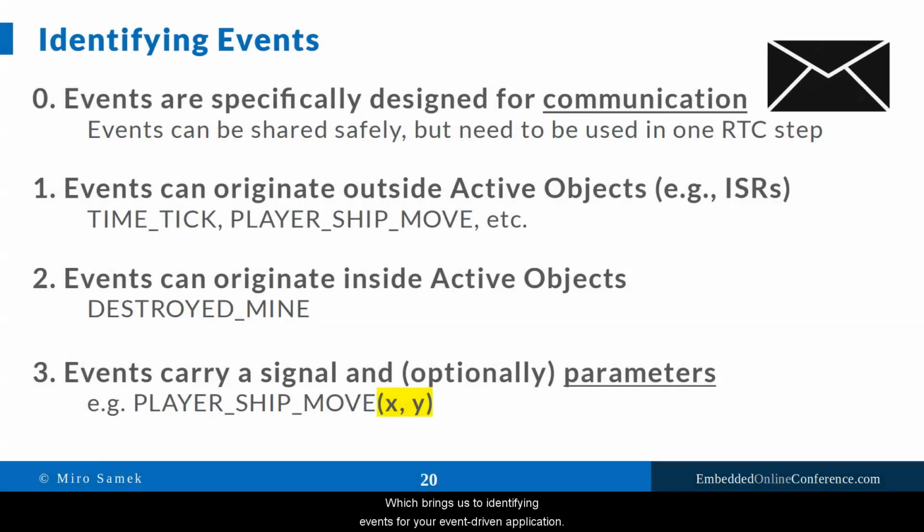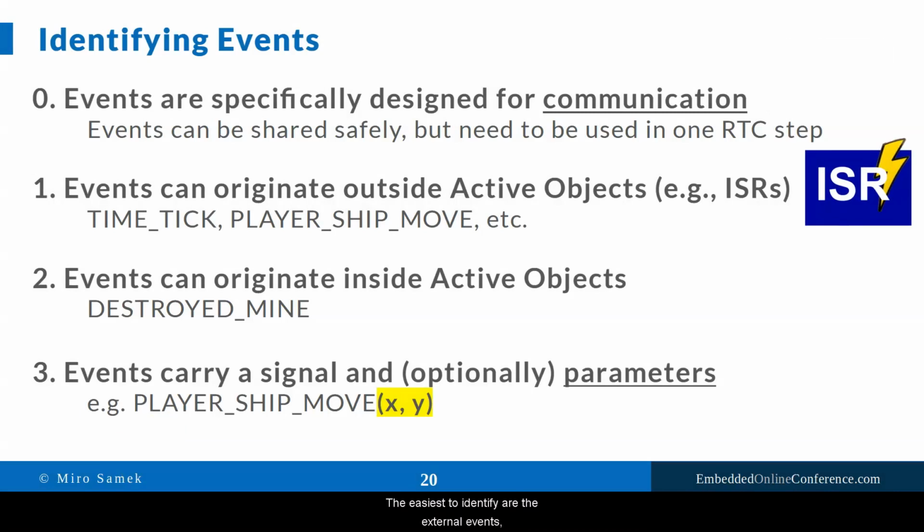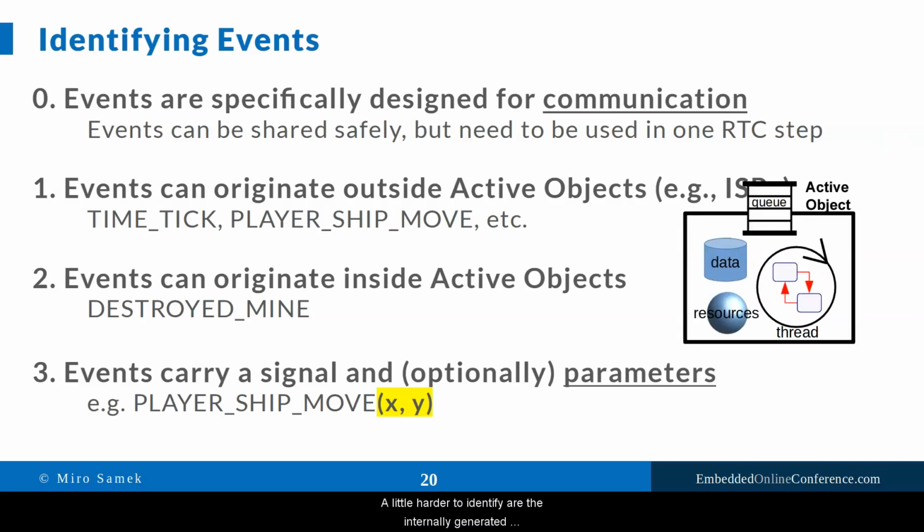Which brings us to identifying events for your event-driven application. The easiest to identify are the external events, such as time tick, generated by the SysTick timer 30 times per second to smoothly animate the game. Similarly, the player ship move and player trigger events are generated by the player by pushing the buttons. A little harder to identify are the internally generated events because they depend on how you design your application. But you might anticipate that the missile, for example, will need to report back to the ship when it destroys a mine, so that ship can upgrade the score. You can call such an event destroyed mine.